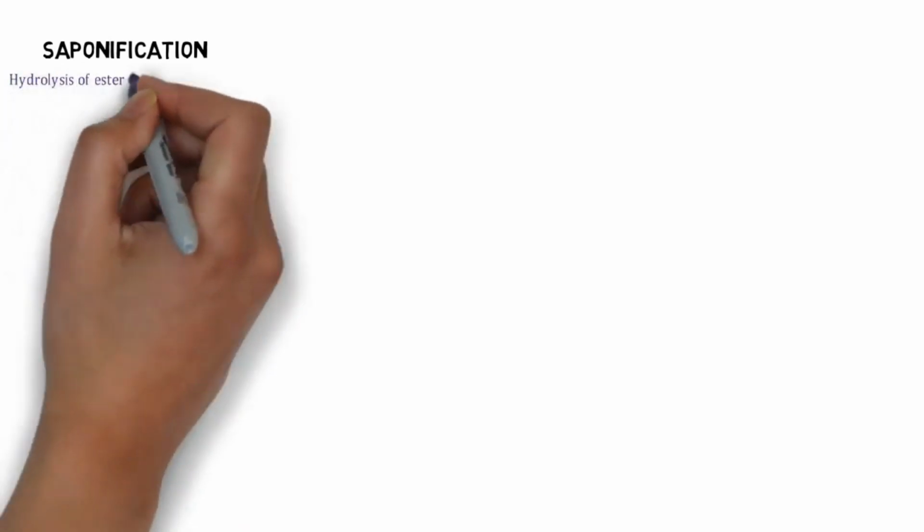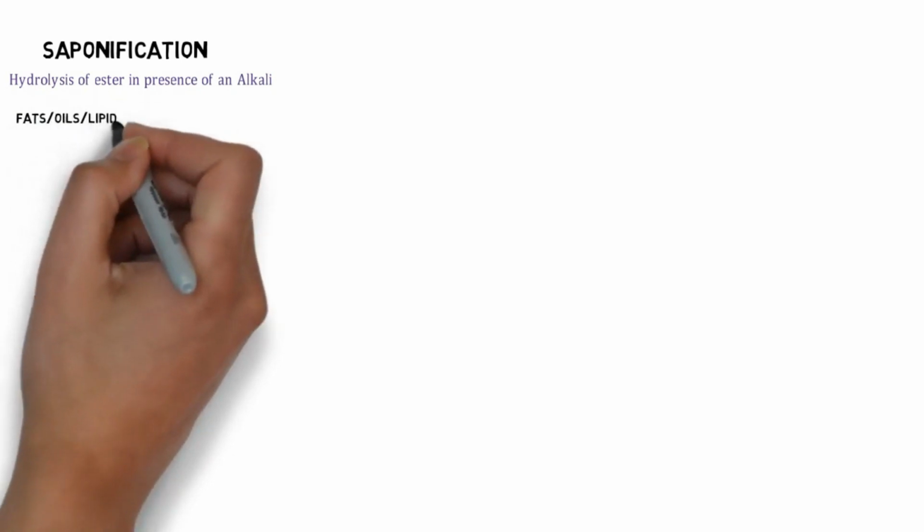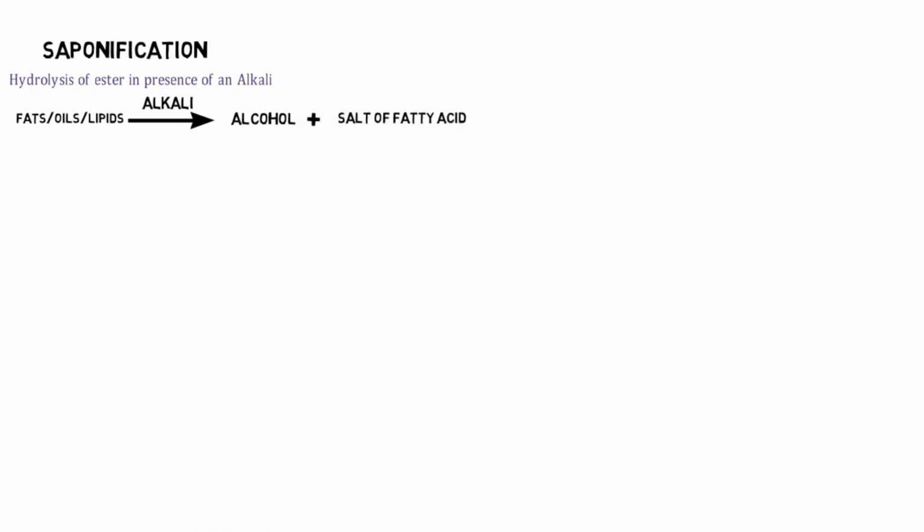In this video, I will show you what saponification and saponification value are. In principle, saponification is the hydrolysis of ester in the presence of an alkali such as sodium hydroxide or potassium hydroxide. Fats, oils and lipids are typical examples of esters that hydrolyze in the presence of an alkali to alcohol and a salt of carboxylic acid. Let us put it in another way.